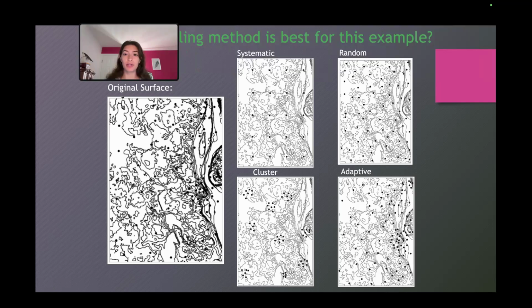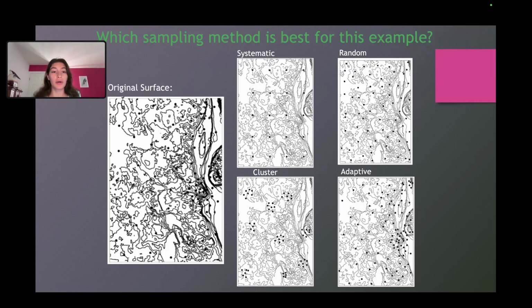So which sampling method is best for this example? You have your original surface, and then you have your applications of systematic sampling, random, cluster, or adaptive. So go ahead and think on what you think is the best sampling method for this example.